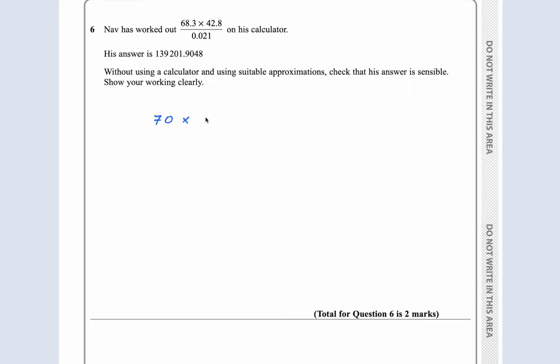42.8 to one significant figure is 40. So that's approximately 70, that's approximately 40. And 0.02 to one significant figure is 0.02. Okay, because that's its first significant figure because these are zero. Then I'm going to multiply the top, 70 times 40. I can do this because 7 times 4 is 28. So 70 times 40 is 2800 because there's a zero here and a zero here. So that will give me the two zeros. And it's all over 0.02.